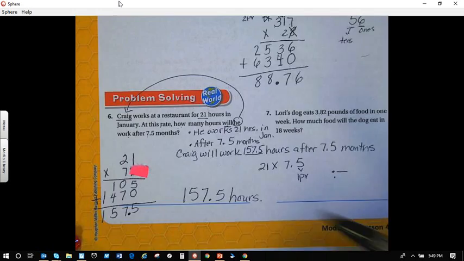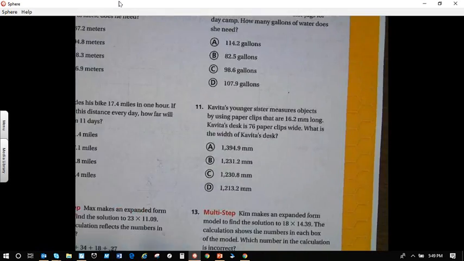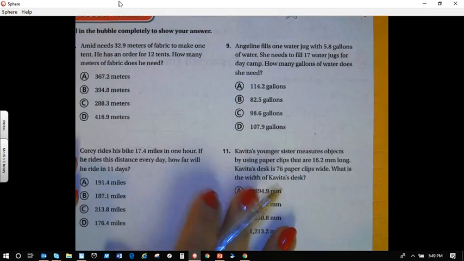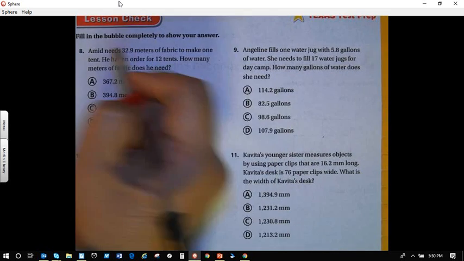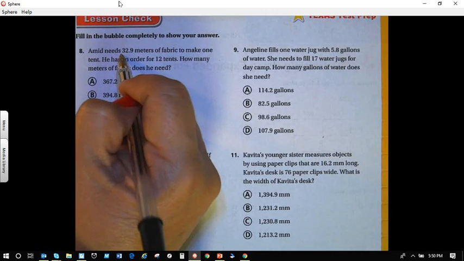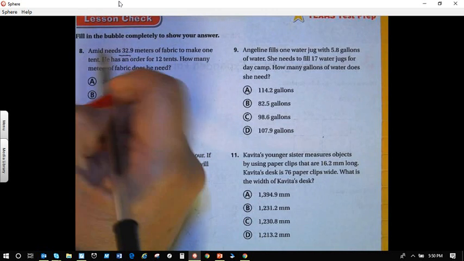All right, so flip your page over, and let's look at number 8. Again, we're going to follow the same format. You're looking at what you have, and he needs 332, so a mid.